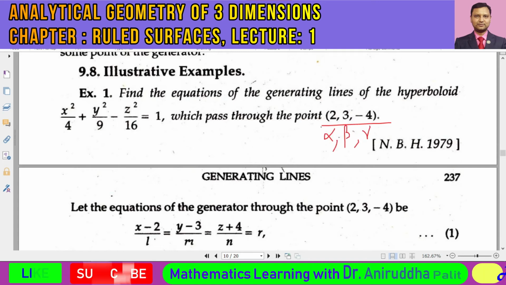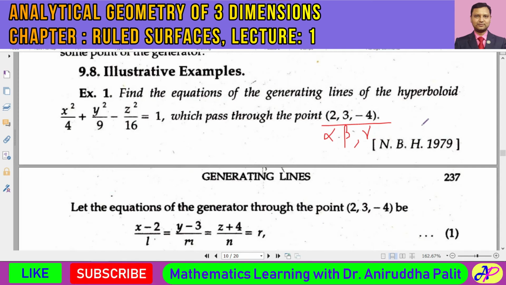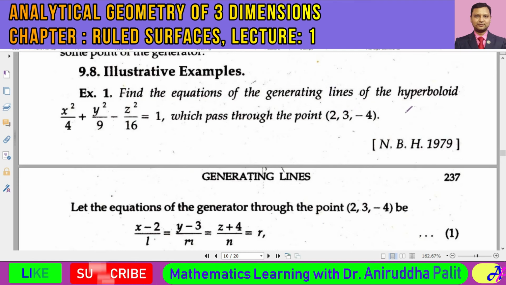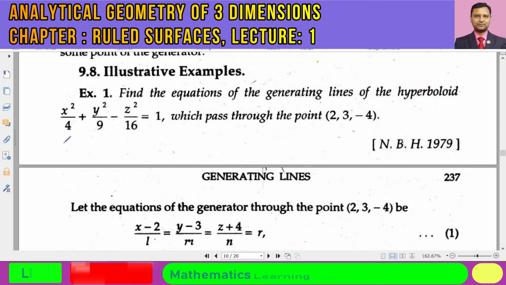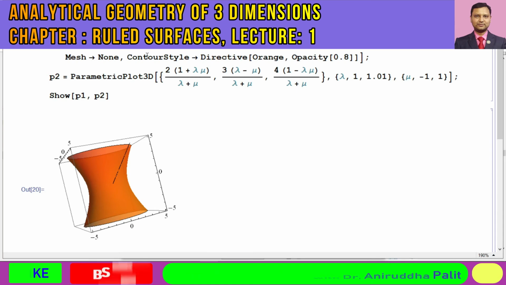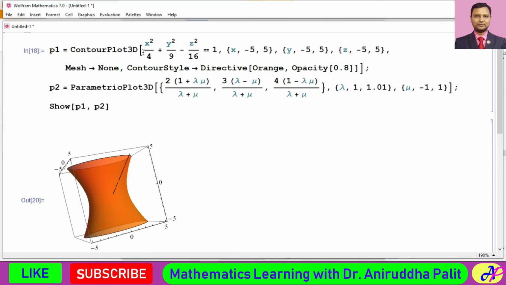What I have discussed earlier is that through a point alpha, beta, and gamma, we can draw two systems of generators. So we shall have to find out the equation of these two systems of generators. And in fact, this is the picture that I have drawn over here. You can check the equation.